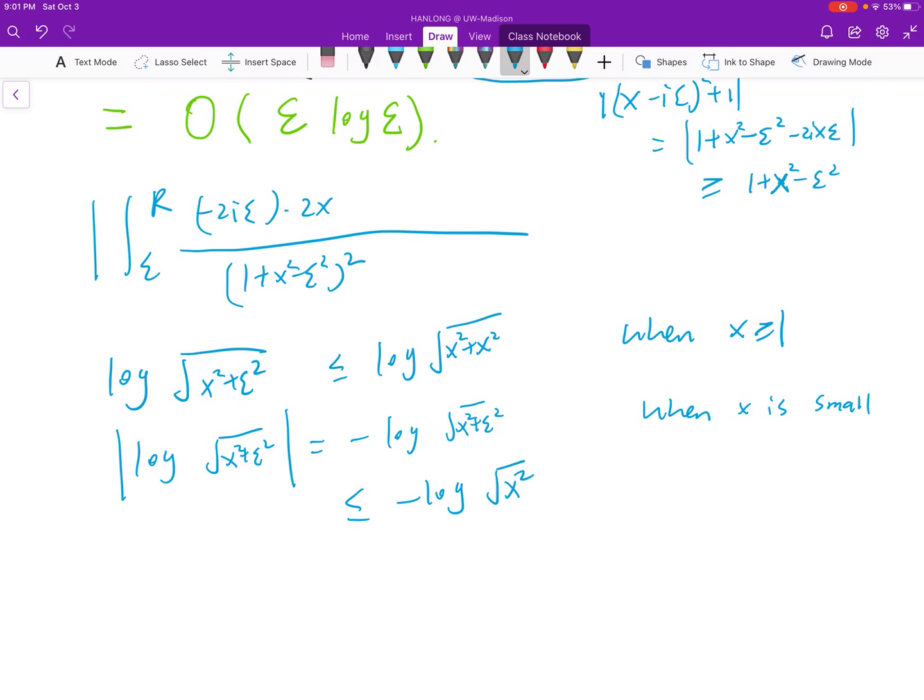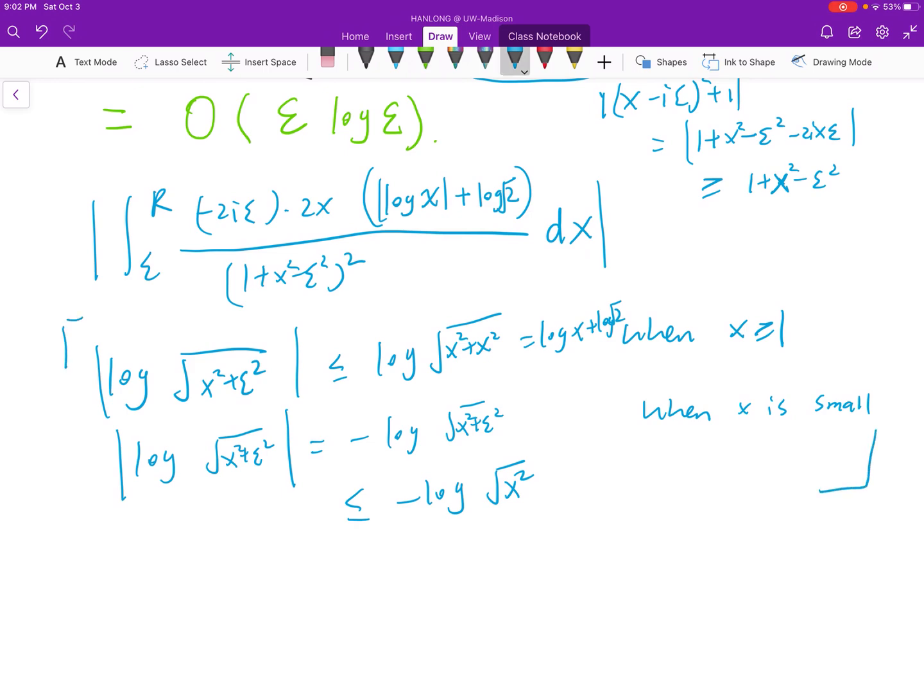So totally it will be bounded by log of the absolute value of x plus 1, plus log 2, just a constant. This is log x plus log square root of 2, dx. Okay, so this is the analysis for the log term.